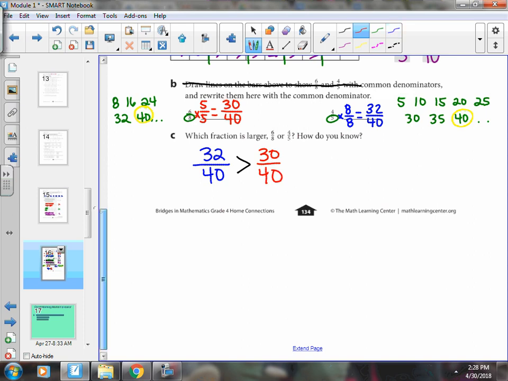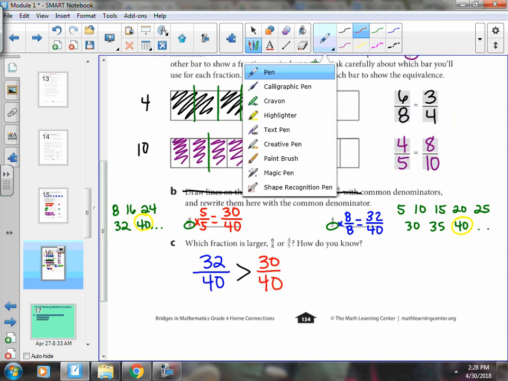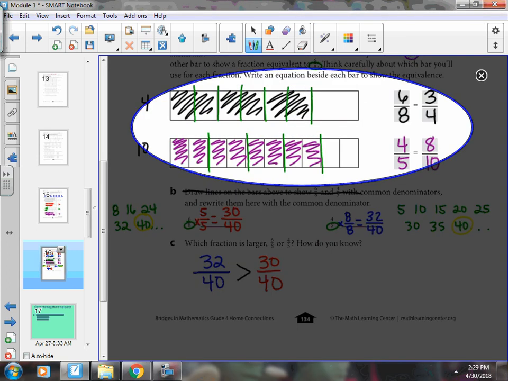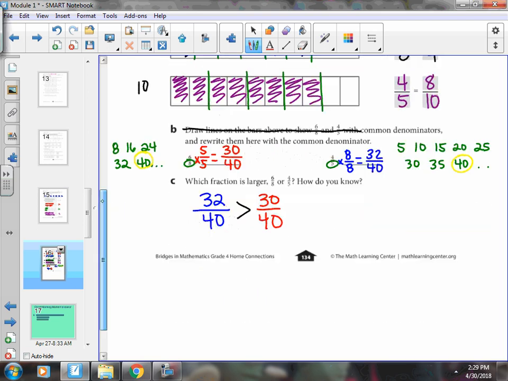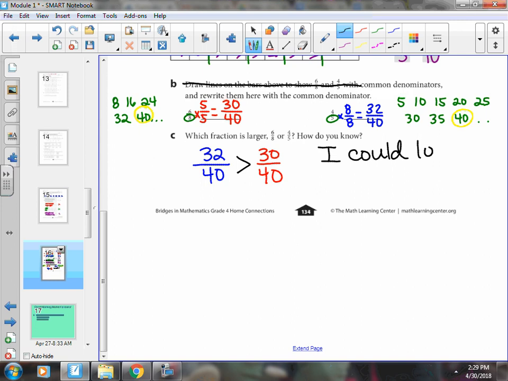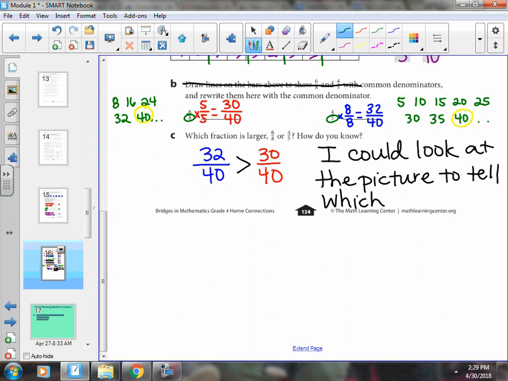You can also just tell by looking at our pictures up here. If we look here, it's easy to tell which one is bigger. I can tell that 4/5 is bigger, right? That purple looks bigger than that black. So 4/5 is bigger just by looking at the picture. I could look at the picture to tell which fraction is larger.